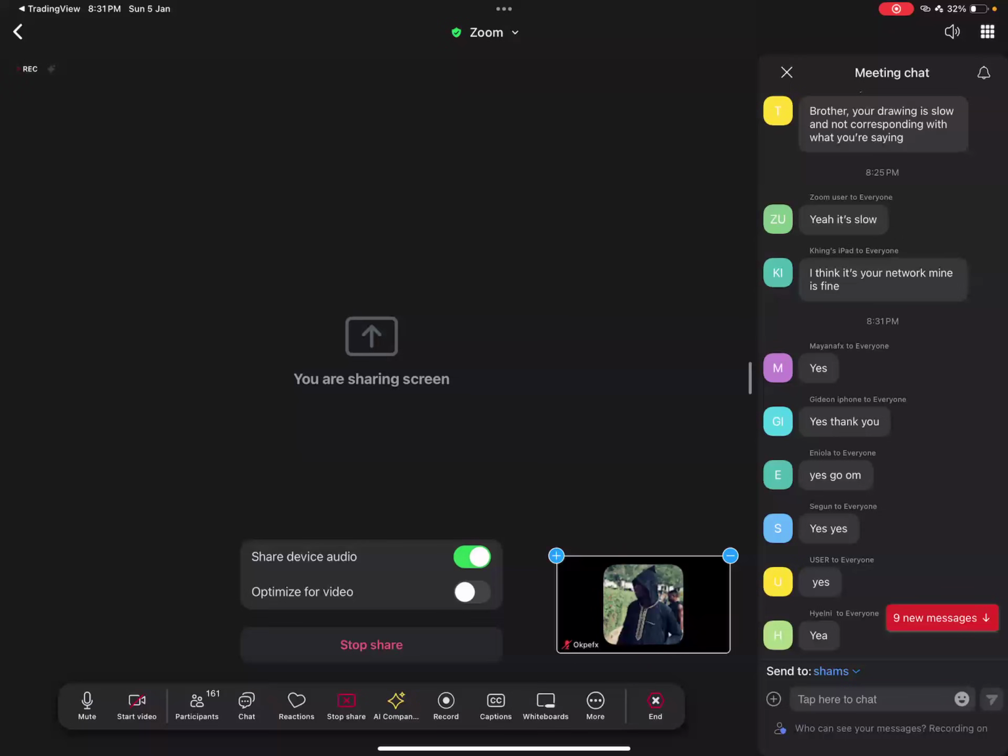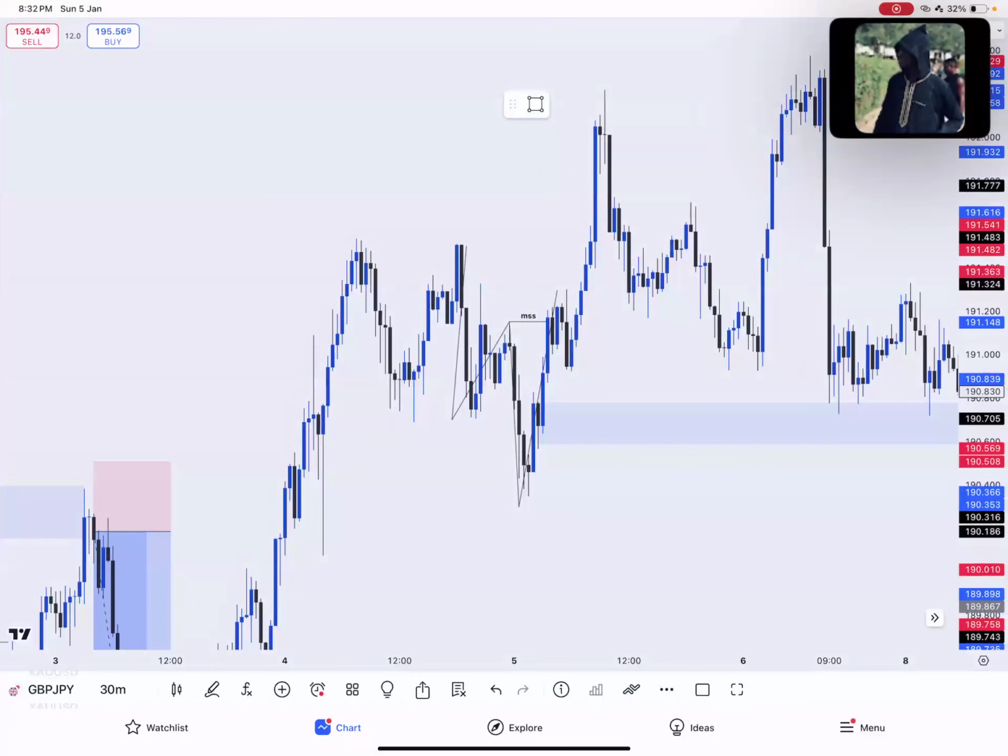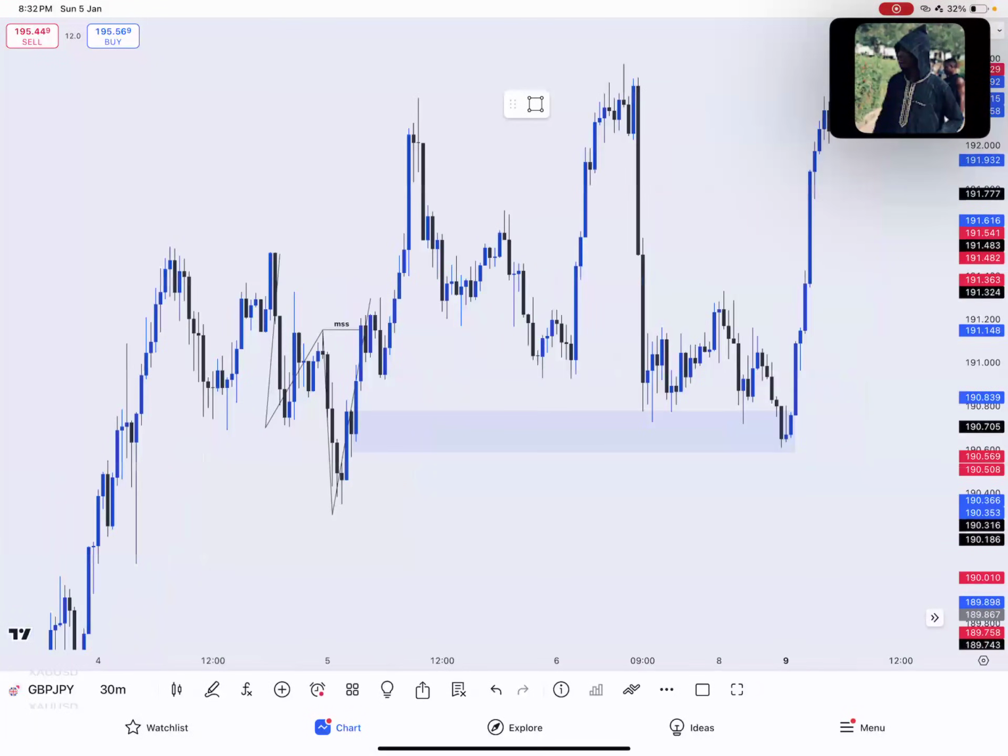Okay. All right. So, like I said, the first part of the strategy is market structure. You need to see the structure part of your strategy, either a market structure shift or a break of structure. So that's the first thing that you look out for, the structure part of your strategy, either a market structure shift or a break of structure.